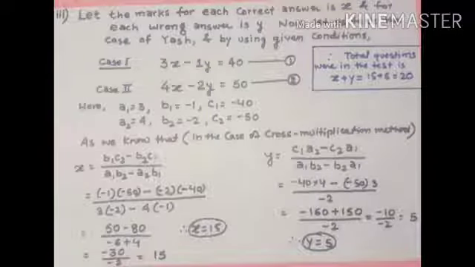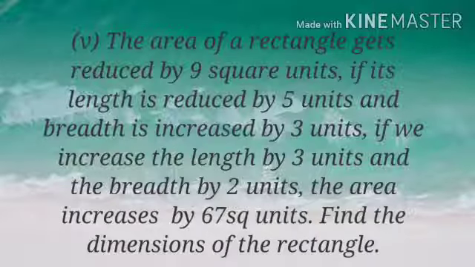Now the question was, how many questions were there in the test? So on putting the values of x and y respectively, we get x plus y as 15 plus 5, and that will be equal to 20. So we can say that the total number of questions in the test was 20. Now we have another word problem from exercise 3.5.